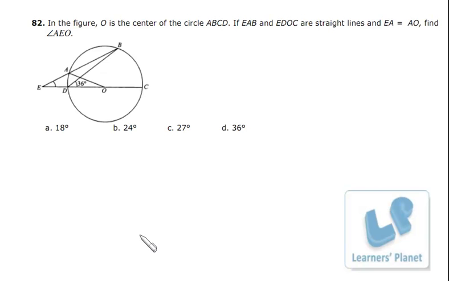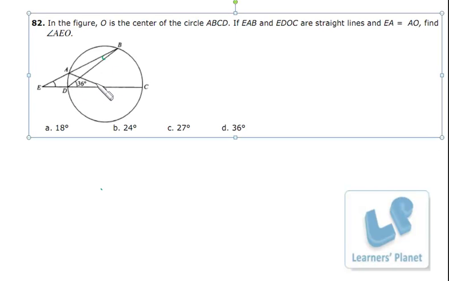Now this question: in the figure, O is the center of the circle ABCD. If EAB and EDOC are straight lines, EA is equal to AO, then find angle AEO. Okay, so first of all, we see this line AD. From this segment, this is the angle at the center and this is the angle at the circumference. So this angle should be double of this. So if it is x, it has to be 2x, right? Now EA is equal to AO, so if this angle is 2x, this one also has to be 2x, right?